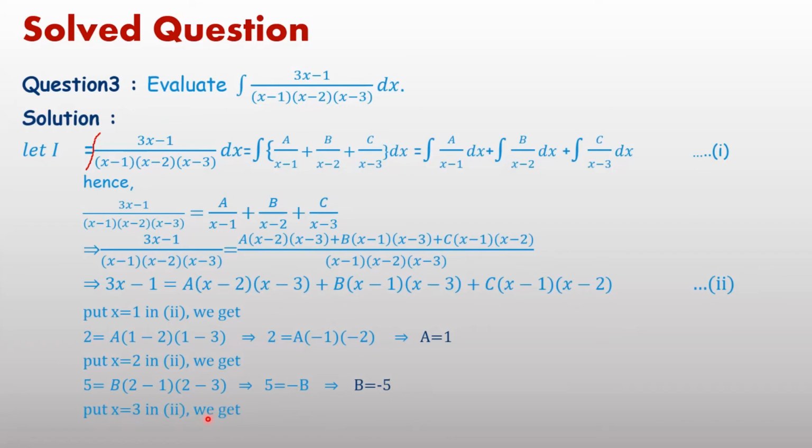If we put x equal to 3 in the second, we get LHS as 3 3 are 9 minus 1, 8, equal to c into 3 minus 1 into 3 minus 2, which implies c equal to 4. In this pattern, we can find the values of a, b and c. Then put the value of a, b, c in equation first.